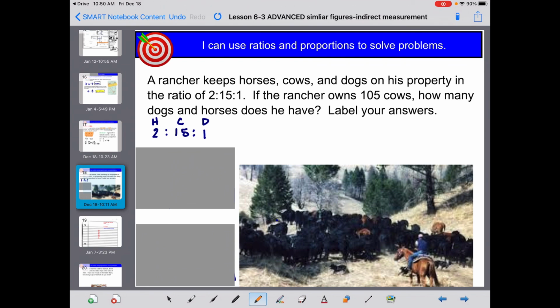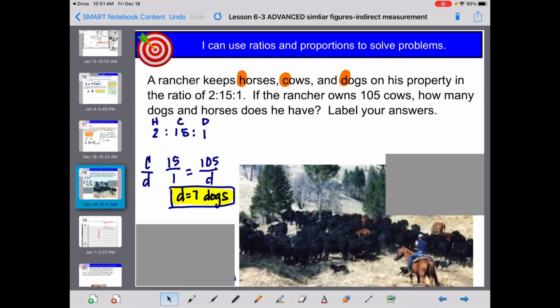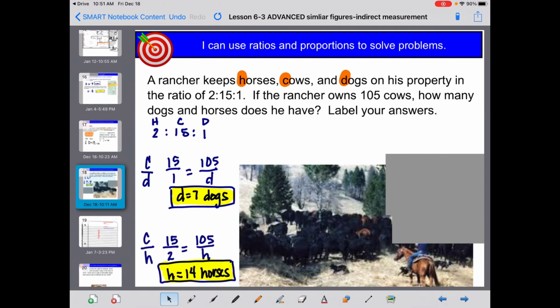All right, let's see if you can do one. A rancher keeps horses, cows, and dogs. So horses first is the first number in the ratio. Cows is the second. Dogs is the third. He keeps those on his property in the ratio of 2 to 15 to 1. If the rancher owns 105 cows, how many dogs and how many horses does he have? It's going to take you 2 proportions. Pause the video, try it, and then compare your answer to mine. Hopefully you got 7 dogs and 14 horses.